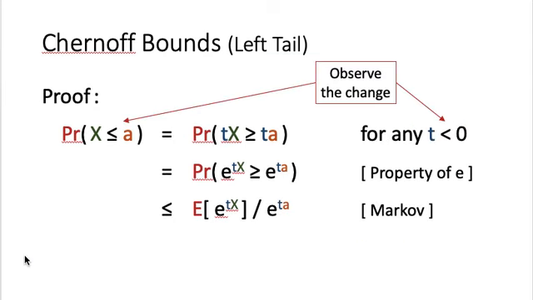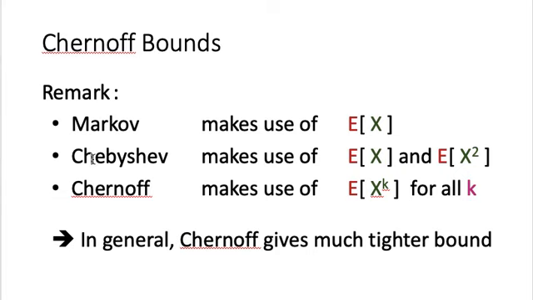Okay, so there's a final remark. Previously we have introduced the Markov inequality, the Chebyshev's inequality, and now we have the Chernoff bounds. For Markov, we make use of the expected value. For Chebyshev, we make use of the expected value and the variance. This is equivalent to making use of the expected value of x and also the expected value of x squared, so the first moment and the second moment.